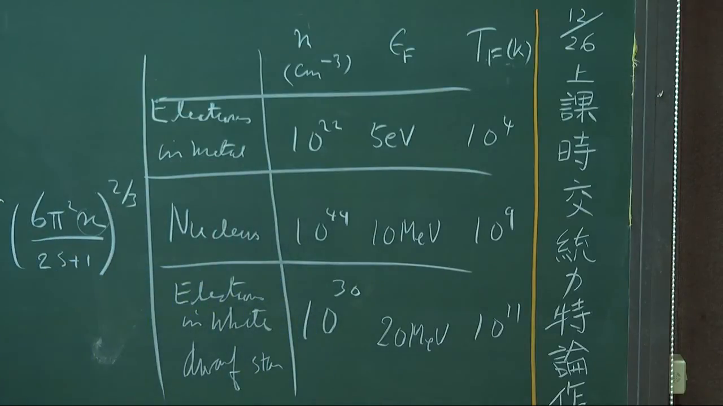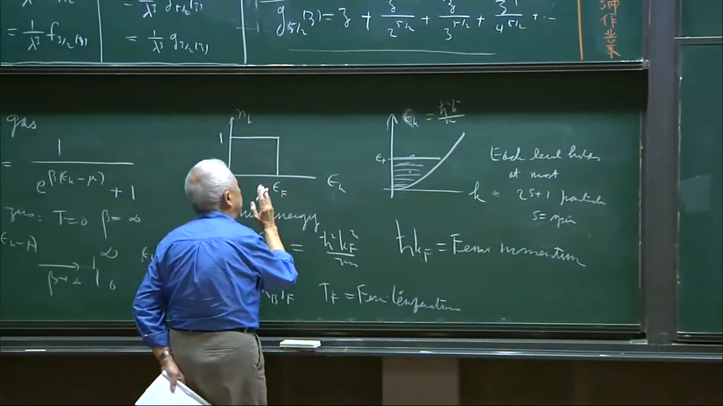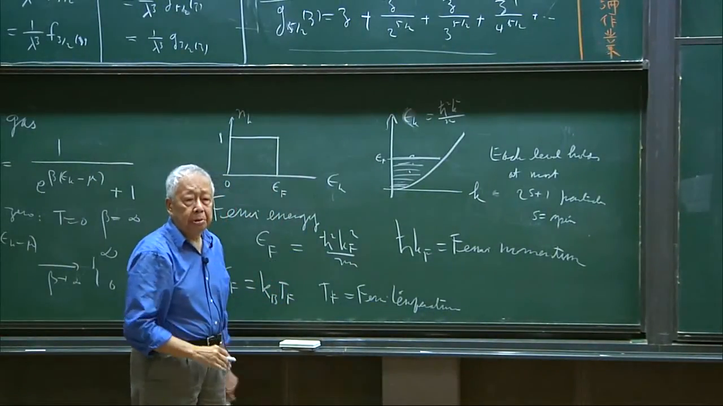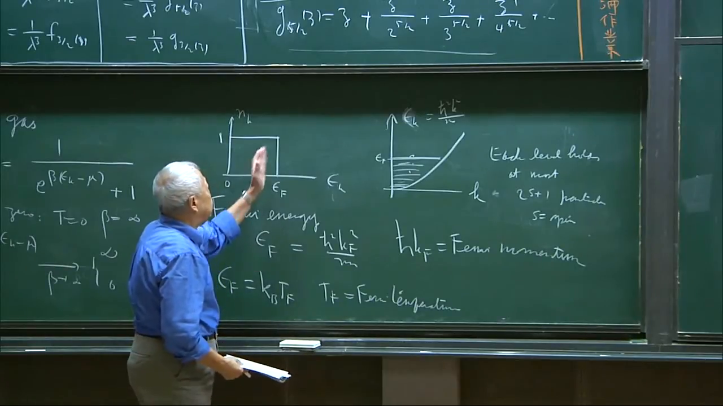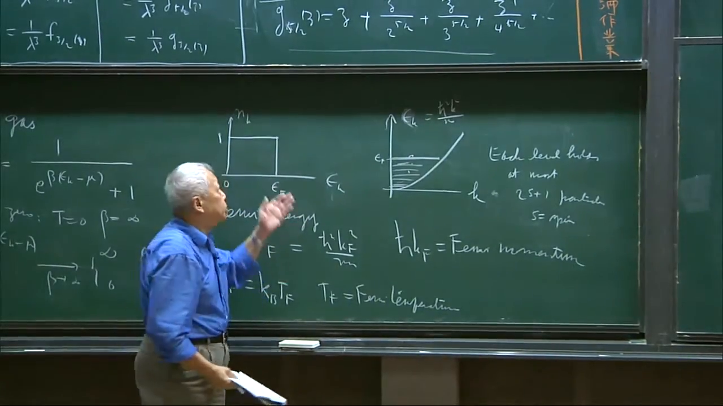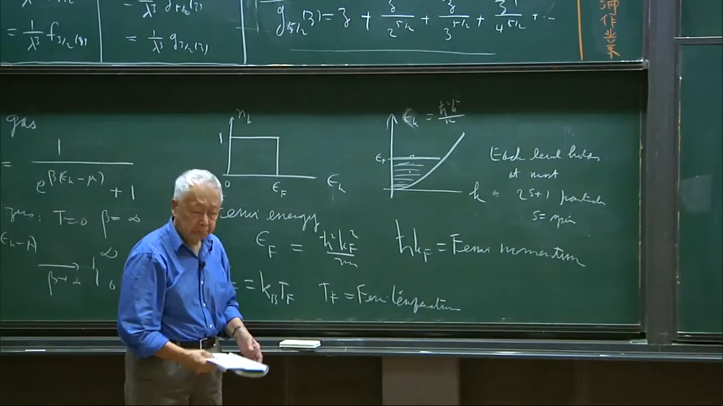The Fermi temperature corresponds to this energy. When this temperature is high compared to room temperature, it means that it's very hard to excite these particles. So even at room temperature, this is a pretty good distribution.